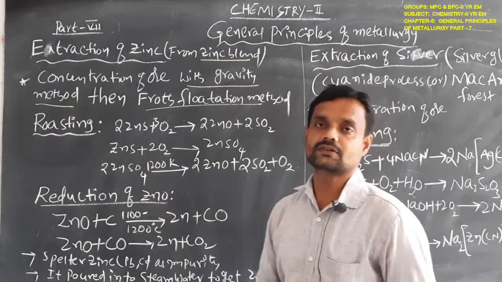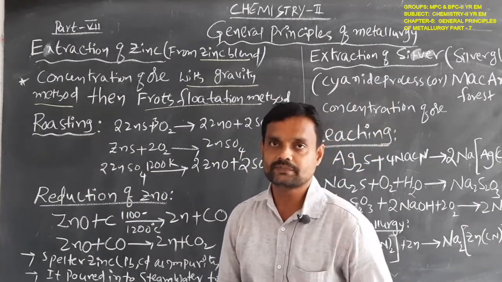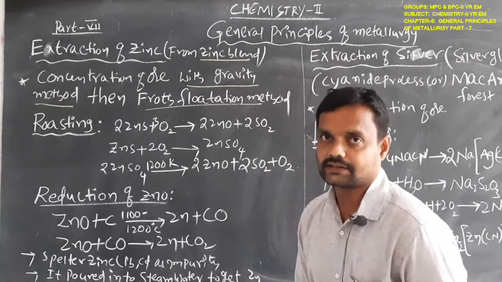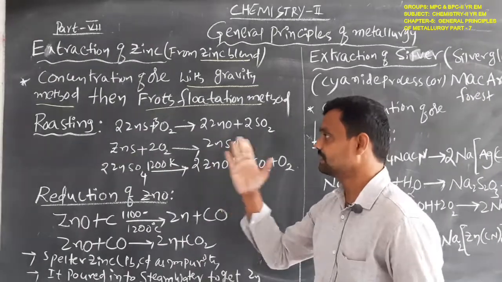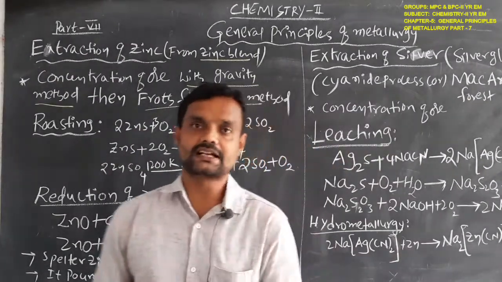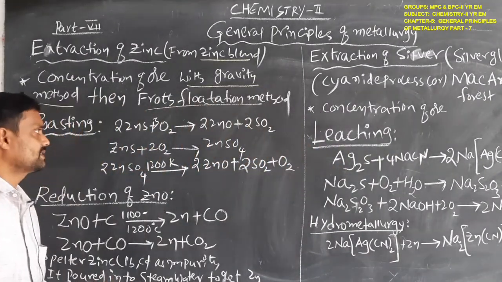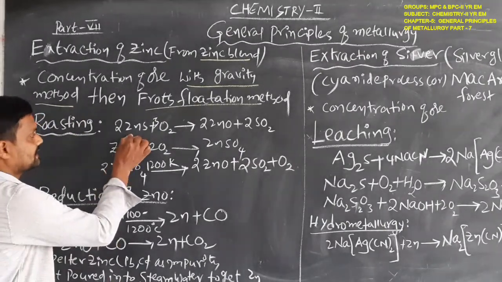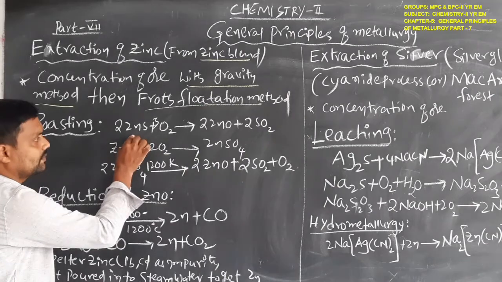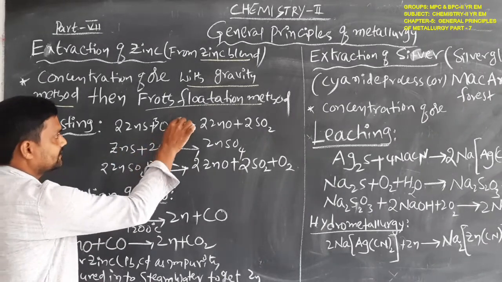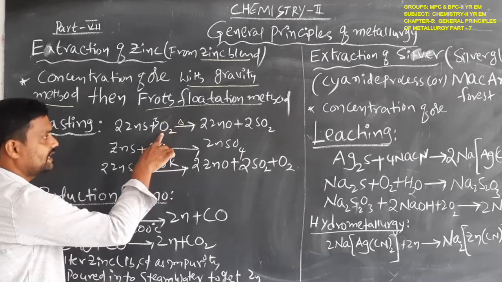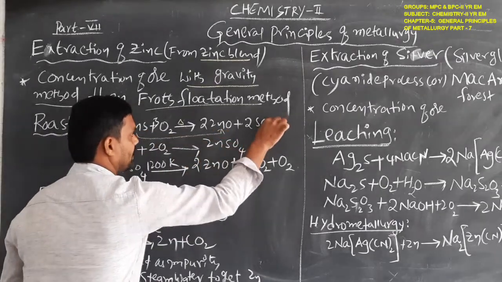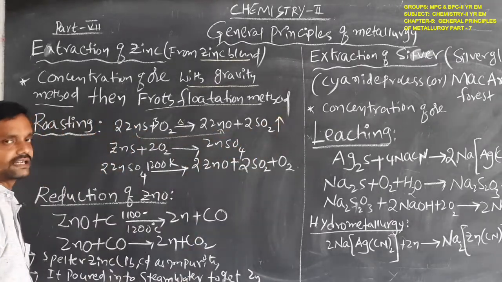We should already know that roasting means heating of the ore in the presence of excess air; that is called the roasting process. So during roasting, what chemical reactions are possible? The zinc sulfide, the zinc blende ore, on heating in the presence of excess air is converted to zinc oxide by elimination of sulfur dioxide gas.